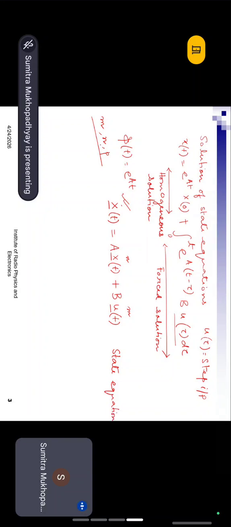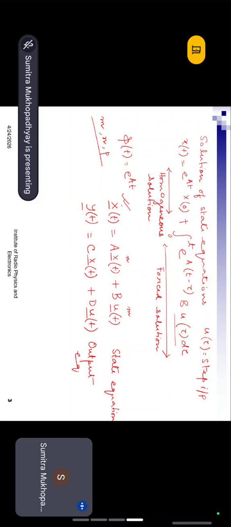Now also to define the state model, we need an output equation, y(t), that is equal to the output being a function of all the state variables, C into x(t), plus the input variable u(t). The input variables are multiplied with the transmission matrix, and this we call the output.